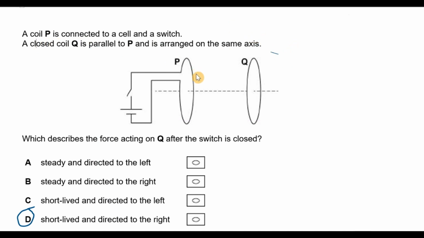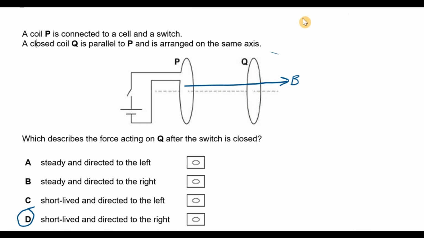So a coil P is connected to a cell and a switch. A closed coil Q is parallel to P and is arranged on the same axis. What describes the force acting on Q after the switch is closed? Well, as soon as the switch is closed, there's going to be a current going around the coil P, and that is going to produce a magnetic field which is going to extend through the coil Q.